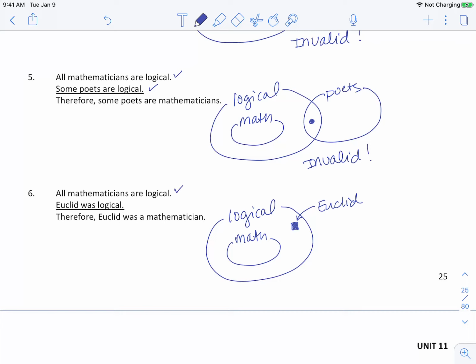So both of our premises are true. Therefore, Euclid was a mathematician. Well, we can draw Euclid here within logical, but not within mathematician. And so this one, again, is a counterexample. So this argument is invalid. And that's the end of chapter 3.